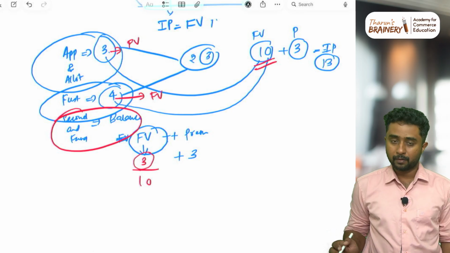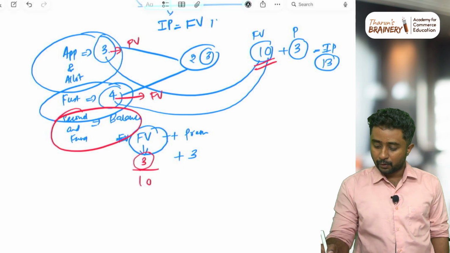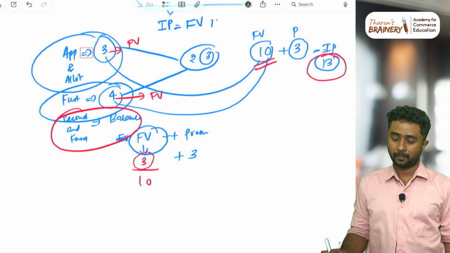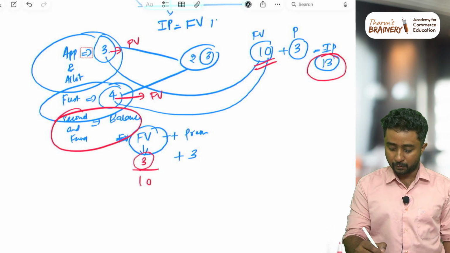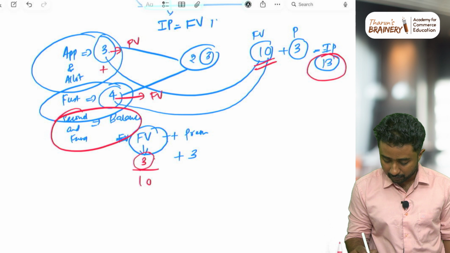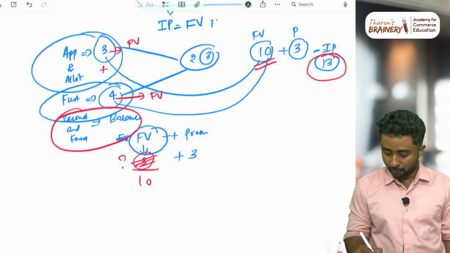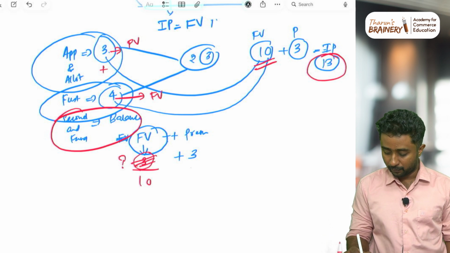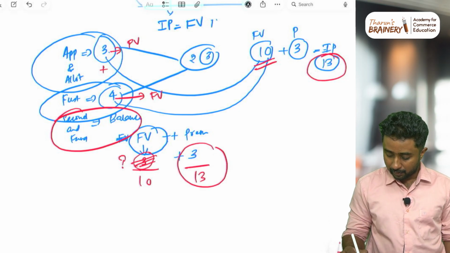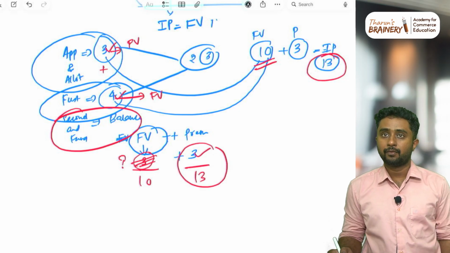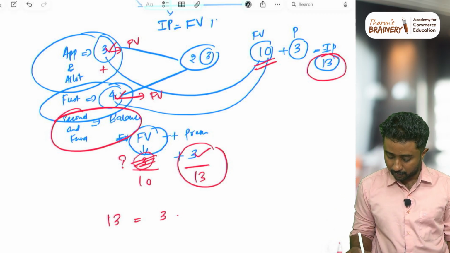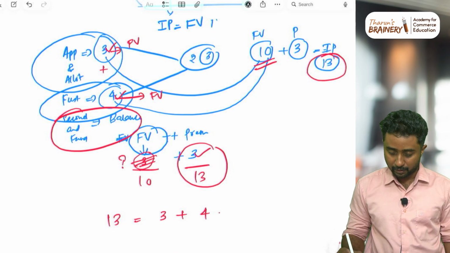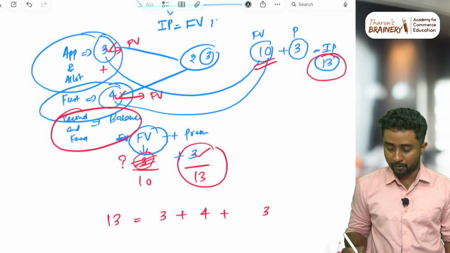Okay. If not, the next way is like this. You just take the total issue price. Total issue price is how much? 13. So when you add all these values together, 3 plus 4 plus, suppose this value we don't know. So that missing value plus this 3, we will get what? 13. So total value we know that it is 13. Application rupees 3 should come there. Allotment, application allotment rupees 3 should come there. First call rupees 4 should come there. And the final call 3 premium also should come there.